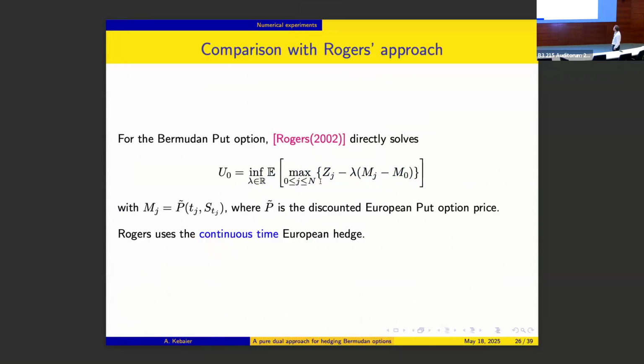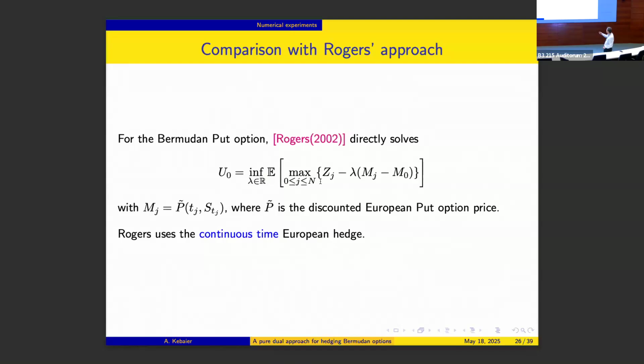So, a comparison with the Rogers approach. In his paper, Rogers provides few examples in which he always gives a good guess for the martingale, which is always close to the optimal martingale. The problem is this choice of martingale is really tailored for the chosen example. It's not generic. And this is the drawback.